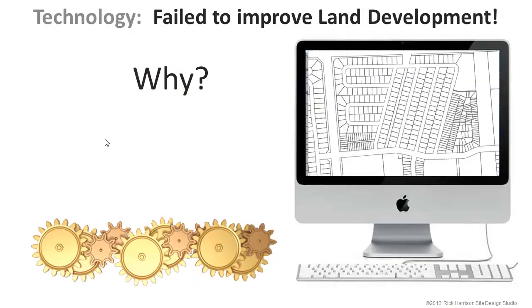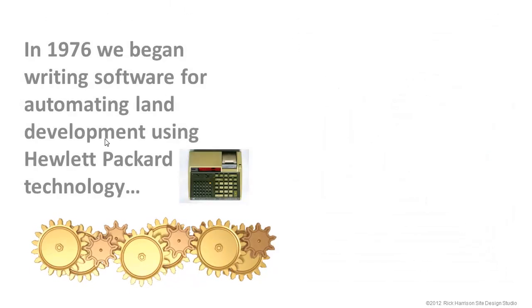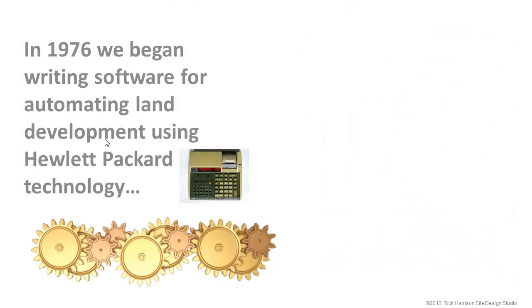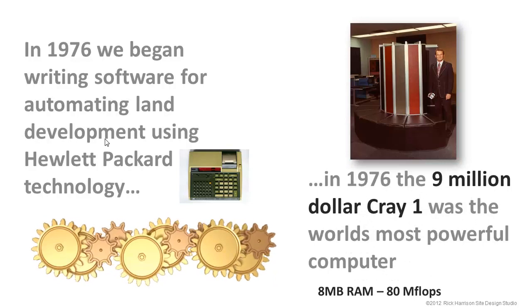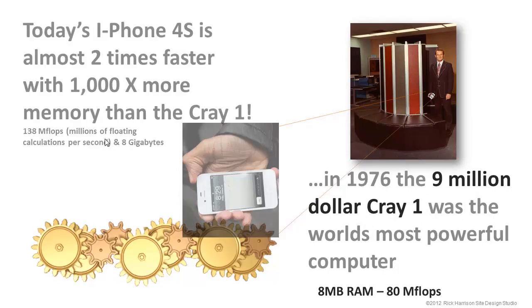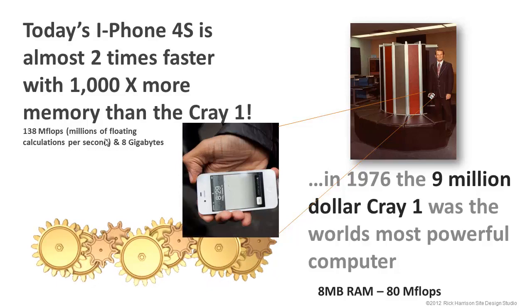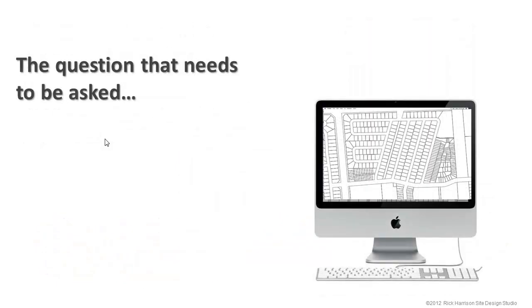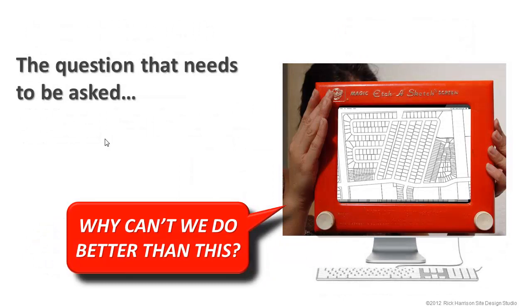But there's more. Technology is also one of the problems. Why? Well, we started writing software for civil engineering and land surveying in 1976. At that time, the Cray 1 was the most powerful computer in the world. Today, your iPhone 4S is twice as fast with 1,000 times more memory. So you've got to ask yourself, why do we design like this?